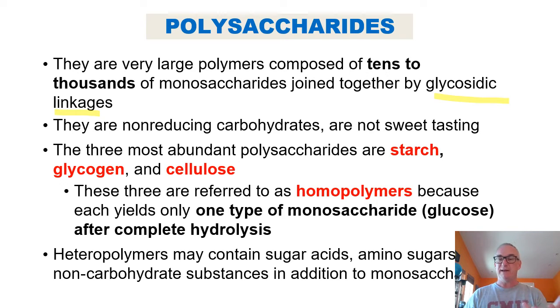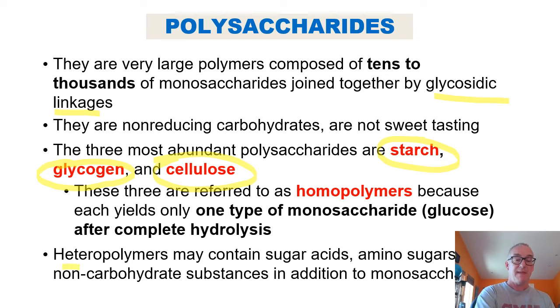So the three most abundant polysaccharides are starch, glycogen, and cellulose. You're probably familiar with starch and cellulose, maybe not so familiar with glycogen, unless you're a long distance runner or something. So these are referred to as homopolymers because they're all made of glucose. So it's the same thing. They're just glucose linked together in different ways. So when enzymes break down any of these polysaccharides, the product you're going to get is glucose. You're all going to get the same.